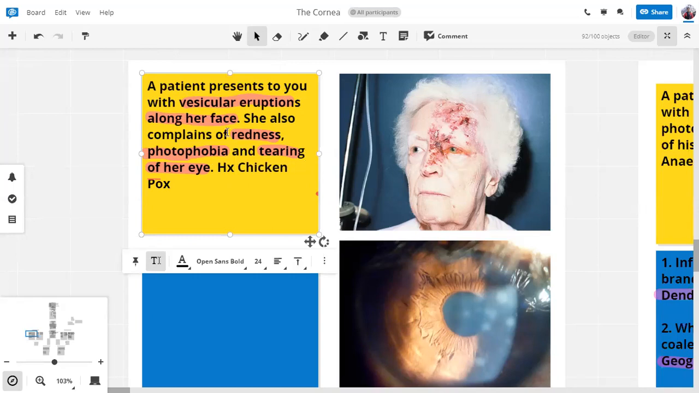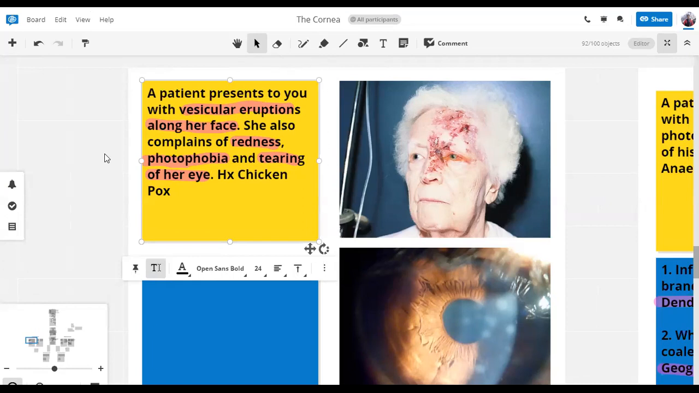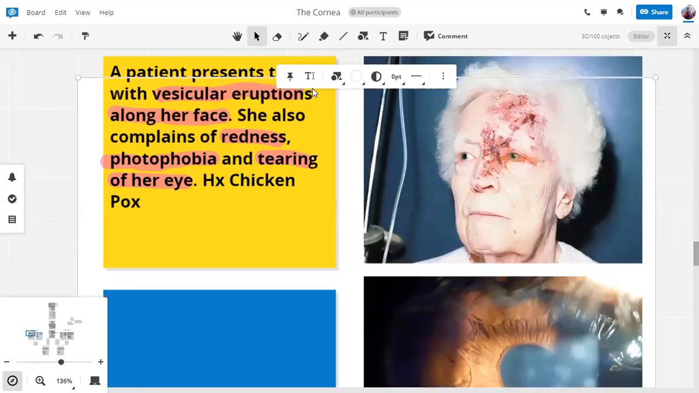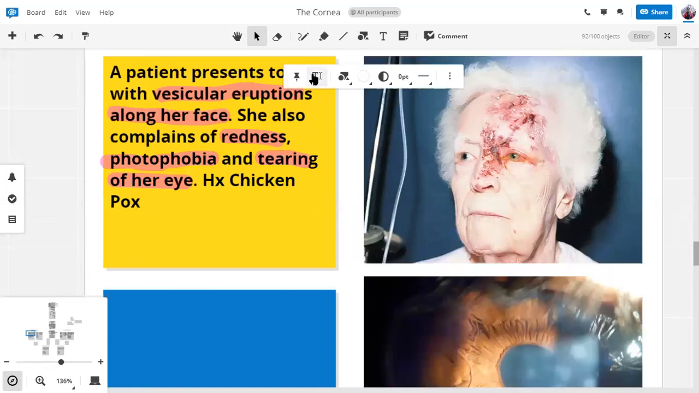And she has symptoms of corneal affliction as well. So there's a history of chickenpox, there are vesicular eruptions. So the disease entity with vesicular eruptions after the patient has had chickenpox, do you know the name of this disease? Shingles, exactly. The other name of shingles is? Herpes zoster, yes. It is caused by the varicella zoster virus and it's called herpes zoster.